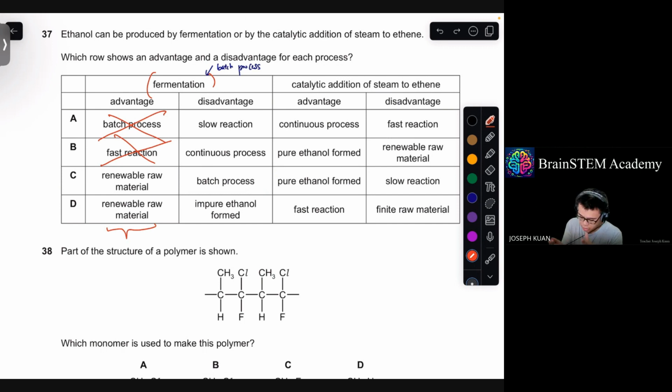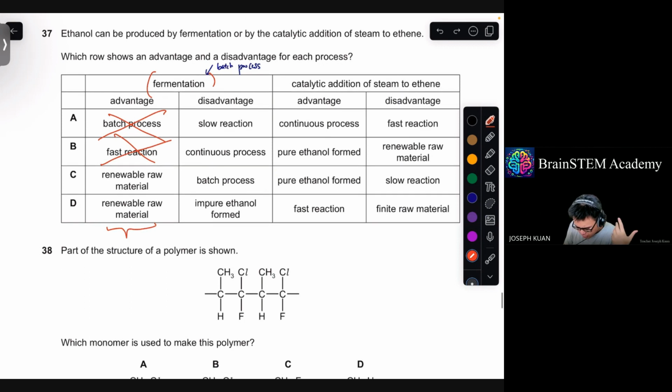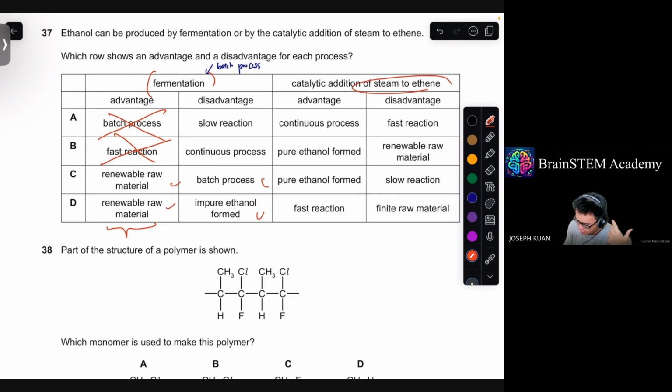So essentially, your product will not just be ethanol. Maybe there are other organic compounds that are produced from the metabolism of these microbes. So we have to check for this one also. Catalytic addition of steam to ethene. The advantage is fast. Okay, so C is wrong because catalytic addition is a fast process. Okay, so it's not exactly slow.